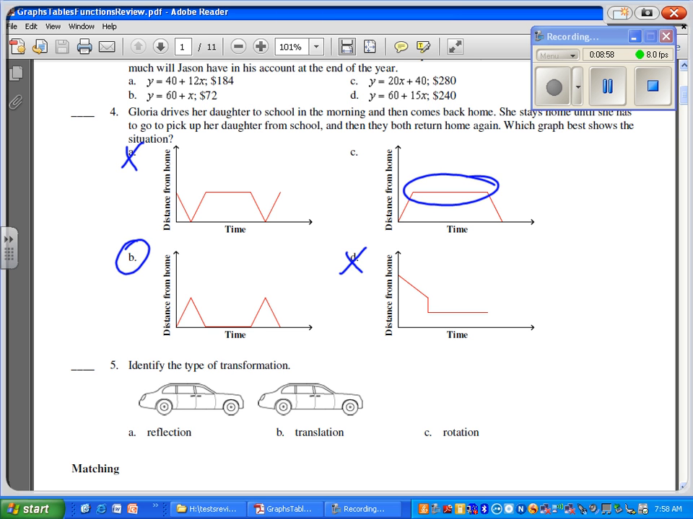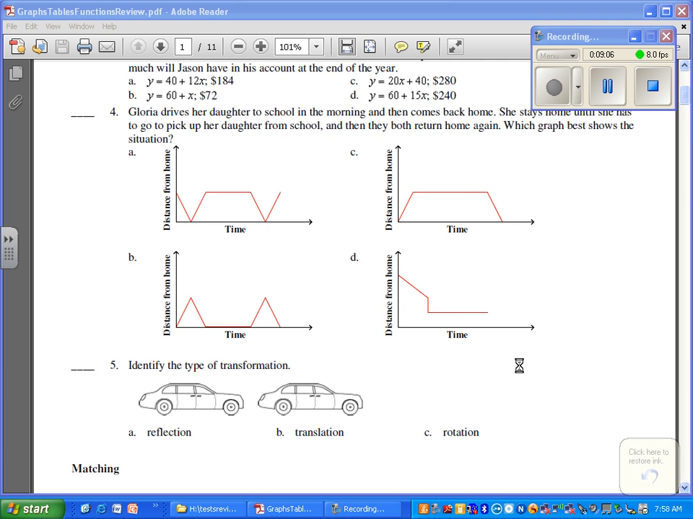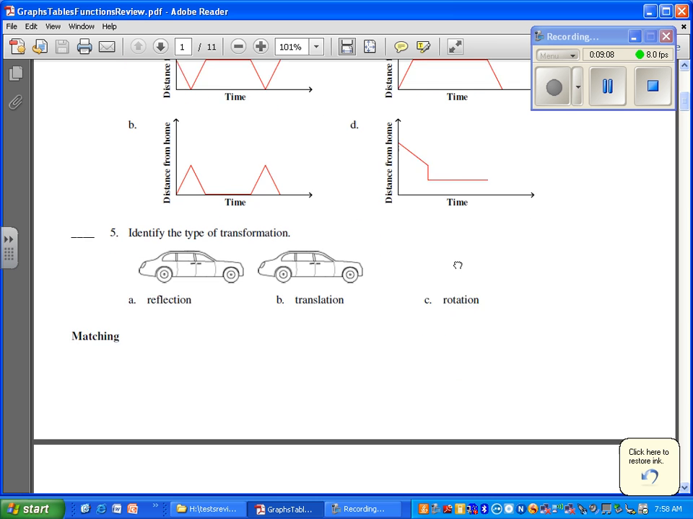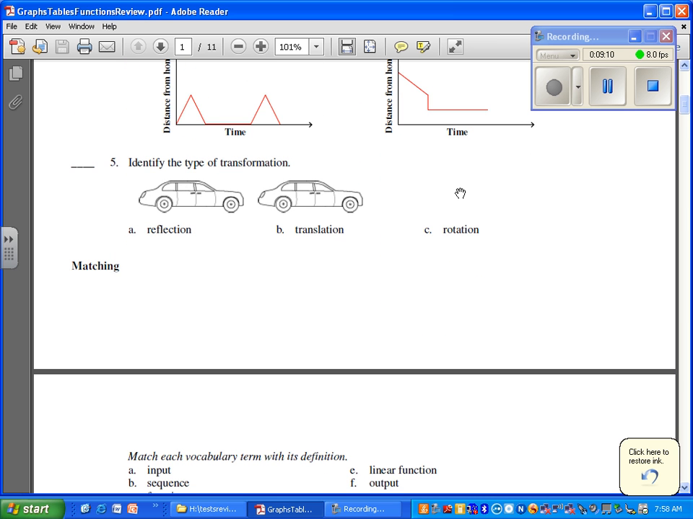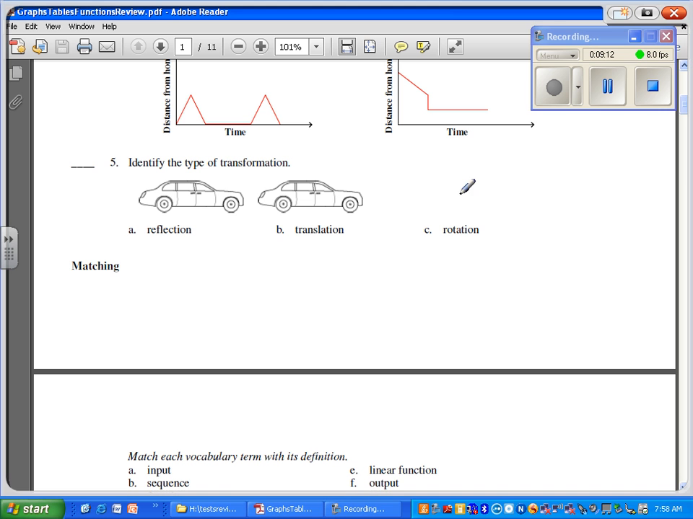This is saying that mom stayed at school all day, so it's not C. All right, just take a look at your graphs, and you'll figure out, just with common sense, which one tells the story. All right, number 5, identify the type of transformation. Let's look at the orientation of the car. They're both pointed in the same direction. So this is a slide. It's obviously not a flip, so it's not a reflection. It's not a rotation around a point.